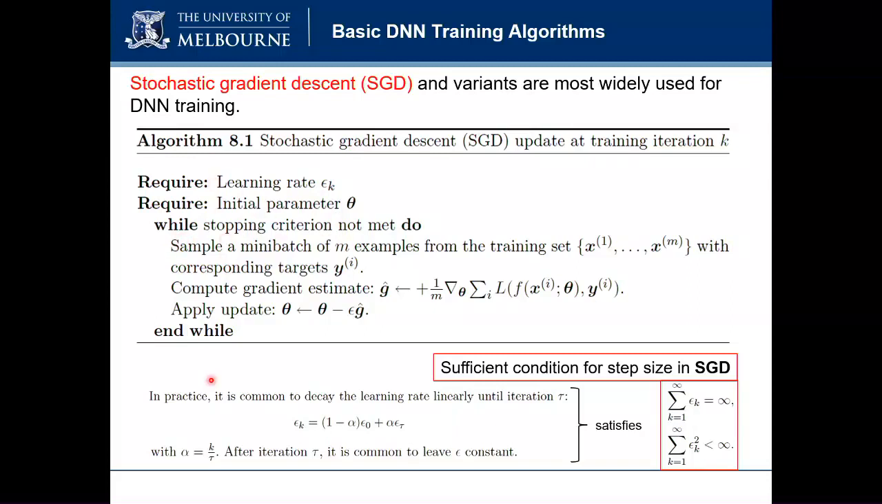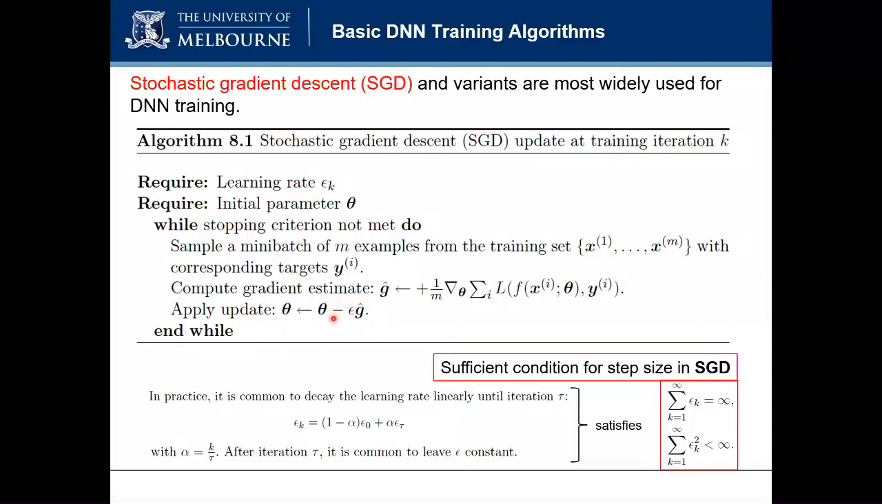So the loop is very simple. While the stopping criterion is not met, and this is the same stopping business as in the gradient descent algorithm in convex optimization we discussed, what do we do? We sample a mini-batch of m examples from the training set, with the corresponding targets, classification or regression doesn't matter. Then we compute the gradient estimate with the batch, and then we do this update and end. So this is as simple as it gets.